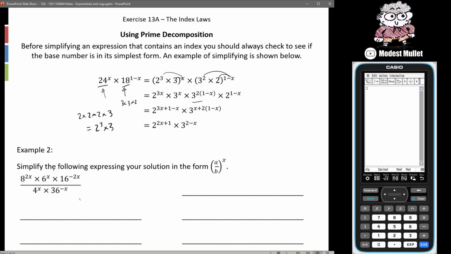So let's have a go at that. Simplify the following expression. Simplify the following, expressing your solution in the form of a over b to the power of x. So we need to get it where we have two numbers, and it's just those two numbers to the power of x.